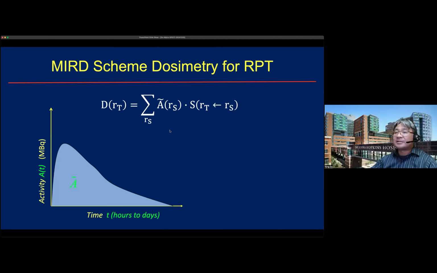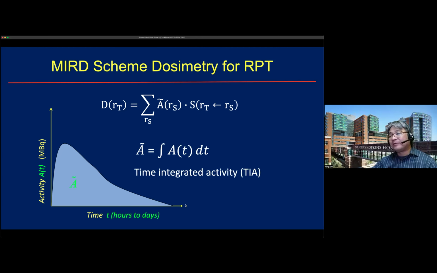To do that, we need to know how the activity changes as a function of time in the patients. Because therapeutic radionuclides usually have a half-life of days, we need to measure this activity in the patients up to days, even weeks. When we get this time activity curve of the activity distributions, we can integrate as a function of time to infinity. This gives us another concept called time integrated activity, which can be used in this equation to calculate the total dose for each organ. So the key factor here is that we need to accurately measure activity distributions as a function of time. Then we can do these integrations.